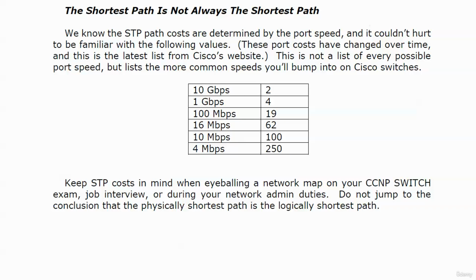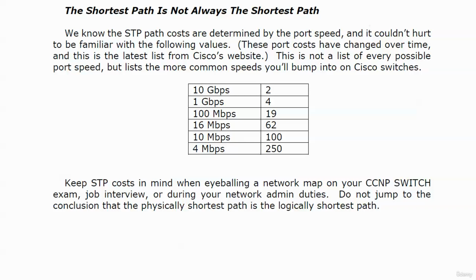We know that the STP path costs are determined by the port speed. It could not hurt you to be familiar with the following values. For 10 gig, it's 2. 1 gig Ethernet, 4. Fast Ethernet, 19. 16 meg, which you can run into a token ring I guess, is 62. 10 meg, 100. We'll probably see some of those in our labs, and a 4 meg is 250.